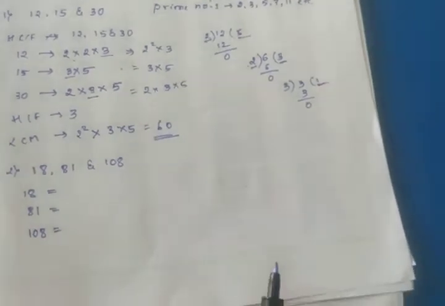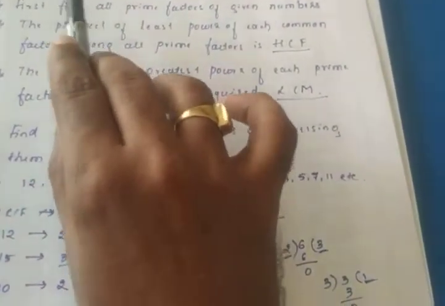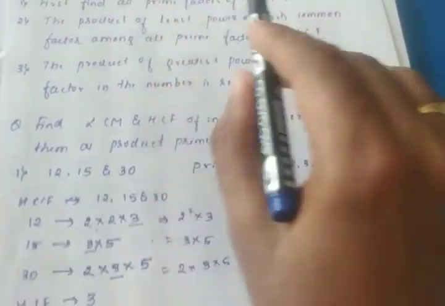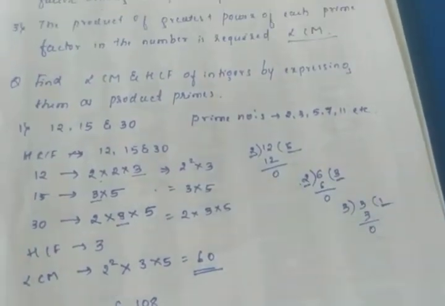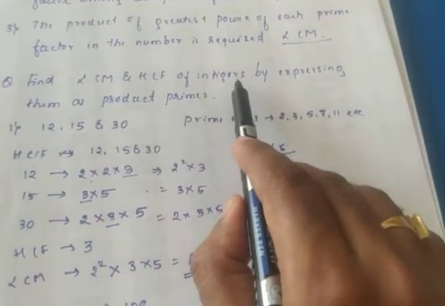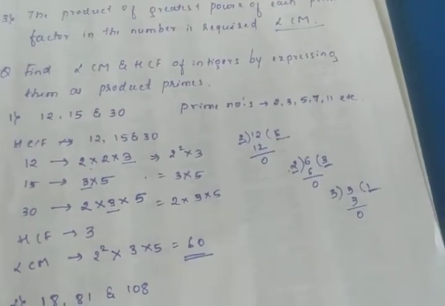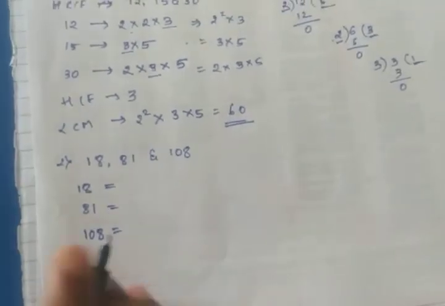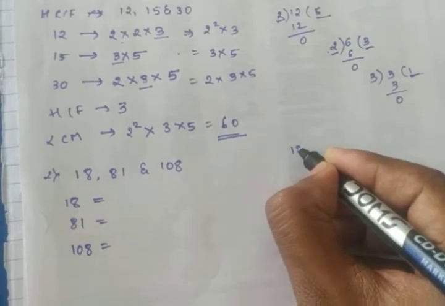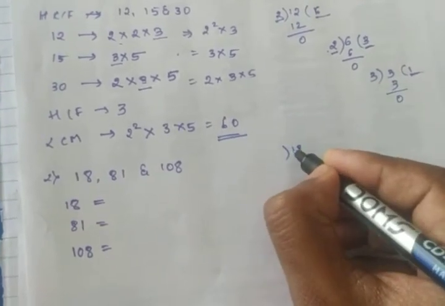Okay, so in the next example again we are going to do prime factorization. We have to find the LCM and HCF of integers by expressing them as the product of primes. Okay, for 18, again we can write it as follows. This is again divisible by 2.